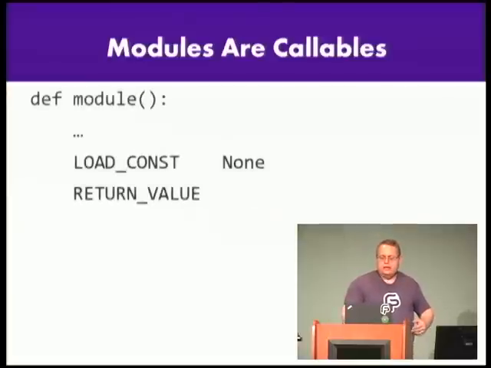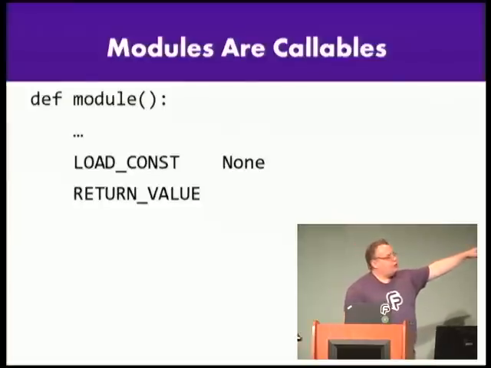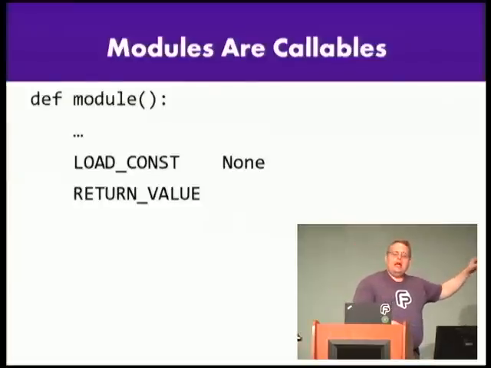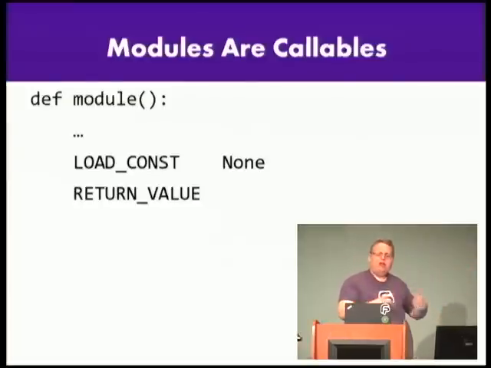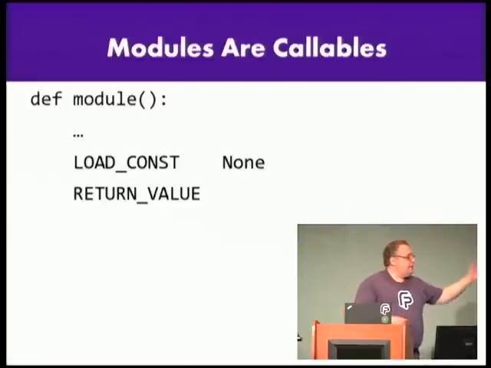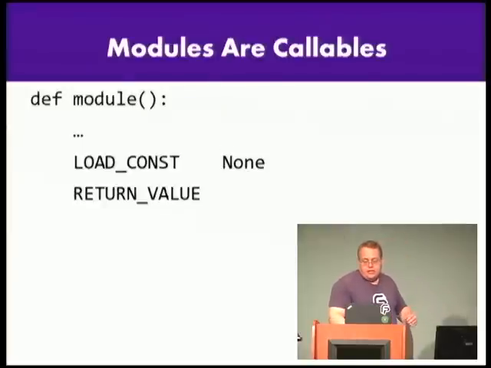What does that look like? It doesn't look like much. If this was a module, all of your code would be in the ... there. And then at the end, we're going to return none, because every callable object in Python always returns something. Modules don't return anything interesting, so it just returns none. And it doesn't take any parameters, because modules are not parameterizable.